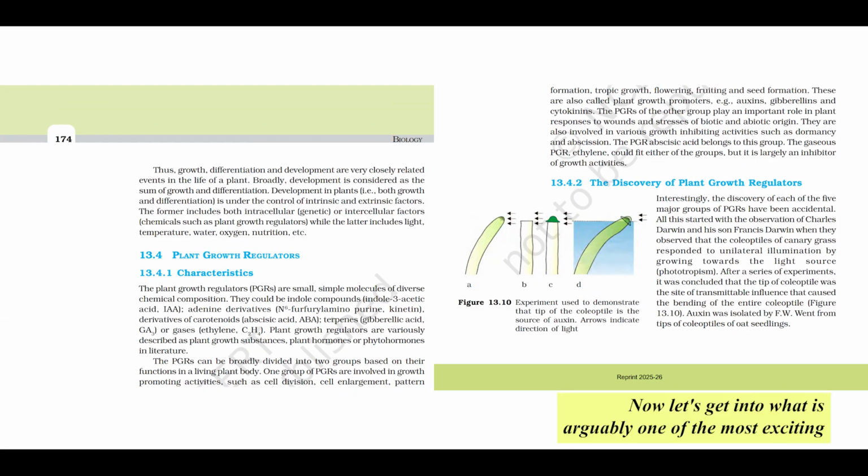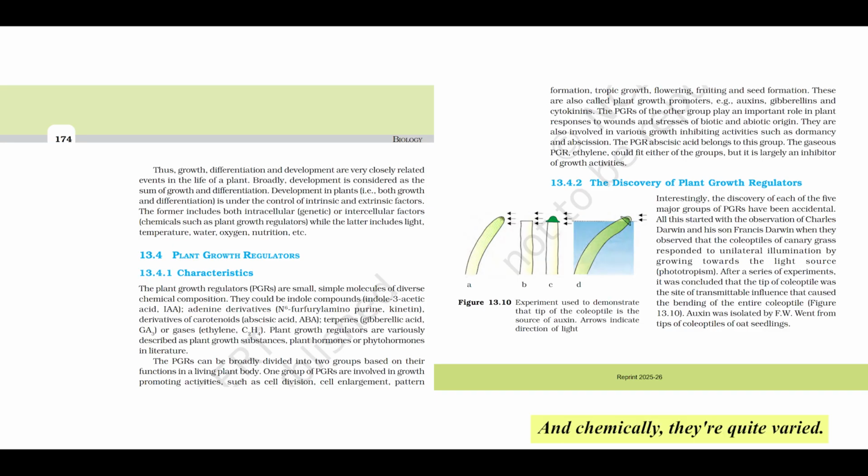Right, now let's get into what is arguably one of the most exciting and certainly very high-yield sections for your exams, plant growth regulators, or PGRs. Ah, the plant hormones. Yes, this sounds crucial. Absolutely. Think of PGRs as the chemical messengers, the orchestrators directing almost everything in a plant's life. They're generally small, simple molecules of diverse chemical composition, small size, huge impact. You'll also see them called plant growth substances, plant hormones, or phytohormones. Different name, same thing, basically.